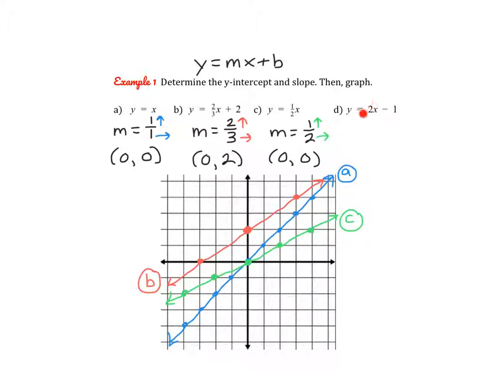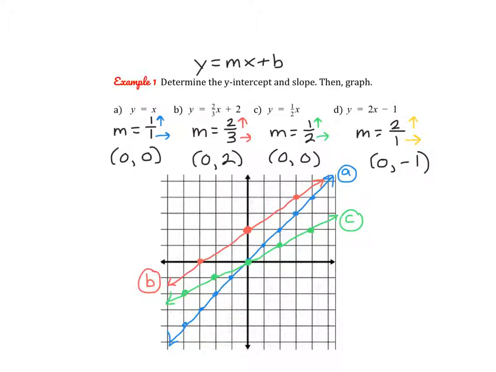Okay, last one together. Here you can see that the coefficient of x is 2. However, remember, we're going to write it as a fraction, so 2/1, so we can see the rise and the run. This is telling us to go up 2, right 1. I see that my b value is -1, which means my y-intercept is (0, -1).